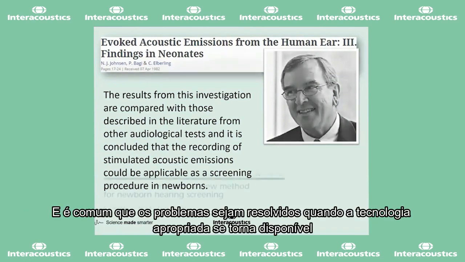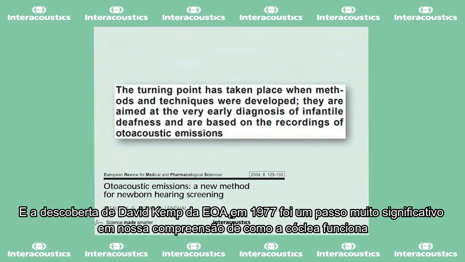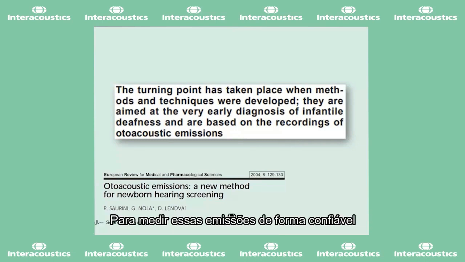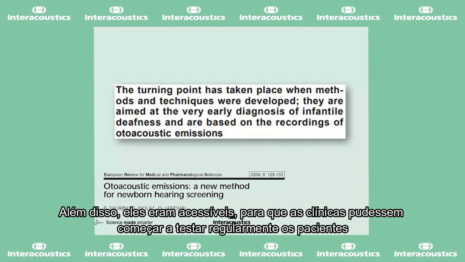It's so often the case that problems are solved when the appropriate technology becomes available. David Kemp's discovery of the otoacoustic emission in 1977 was a very significant step in our understanding of how the cochlea functions. But a few years later, it was the availability of the IBM PC that enabled us to build equipment with sufficient processing power to reliably measure these emissions. Furthermore, they were affordable, so that clinics could start to regularly test patients.